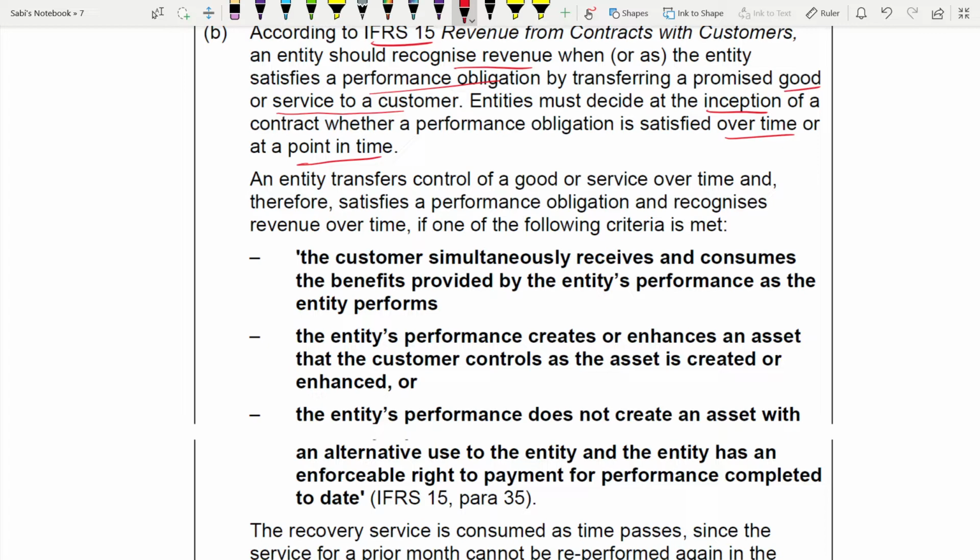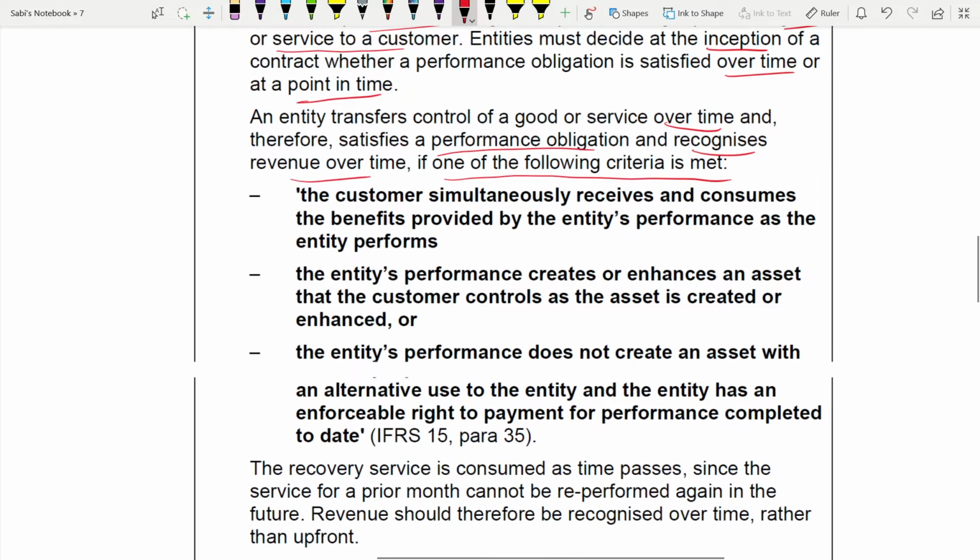So the entity transfers control of a good or service over time. That means they satisfy the performance obligation over time, so they have to recognize revenue over time if one of the following criteria is met. If any one of these is met, then it's over a period of time. You cannot say at a point in time. What are the three conditions? This is in bold, it's from the textbook. If you forgot, go back to my IFRS 15 lecture and see.